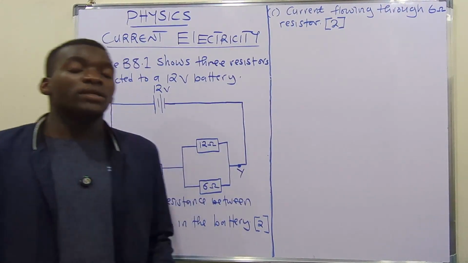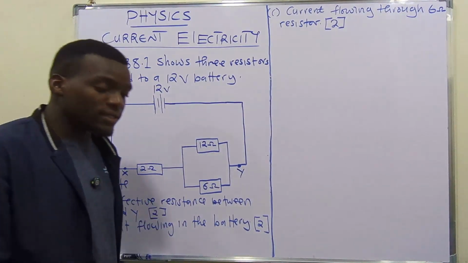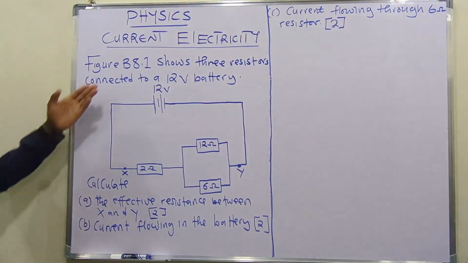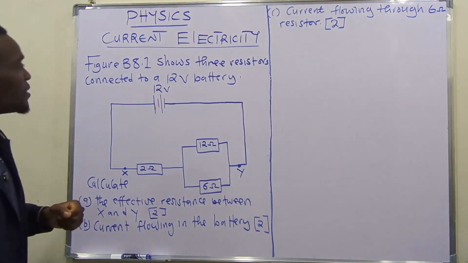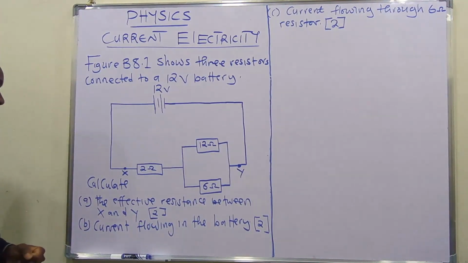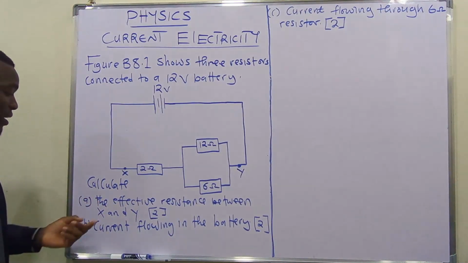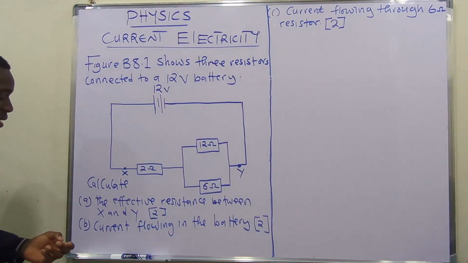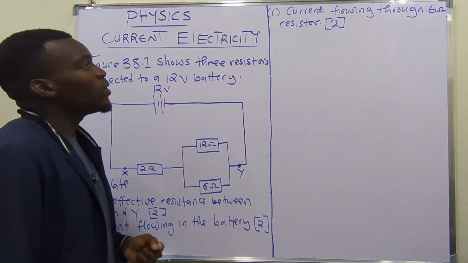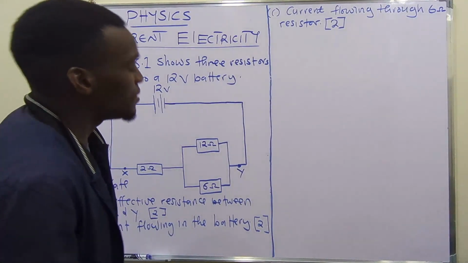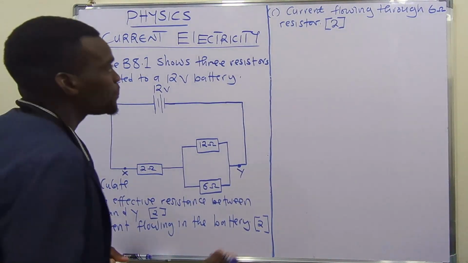In this lesson, we'll be solving a question on the topic current electricity. And here's the question. Figure B 8.1 shows three resistors connected to a 12-volt battery. Calculate A, the effective resistance between X and Y, B, the current flowing in the battery, and then C, the current flowing through the 6 ohms resistor. So let's first start with the effective resistance.